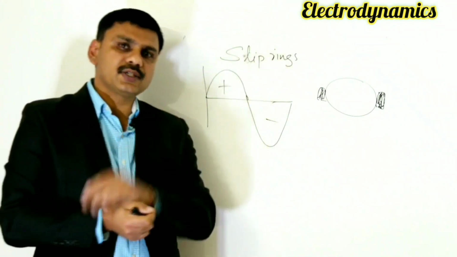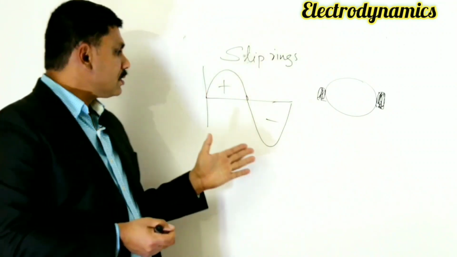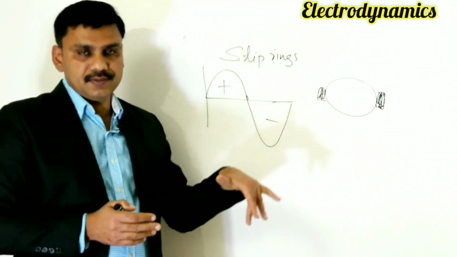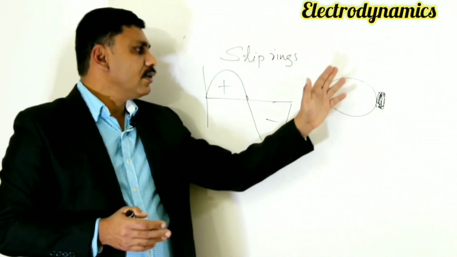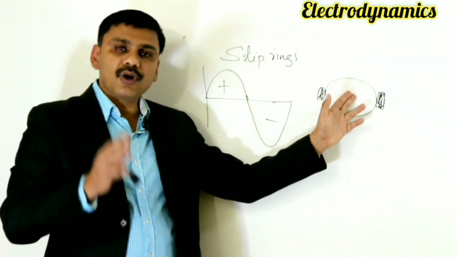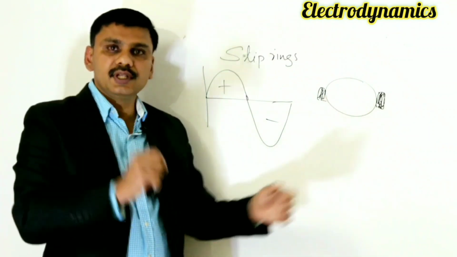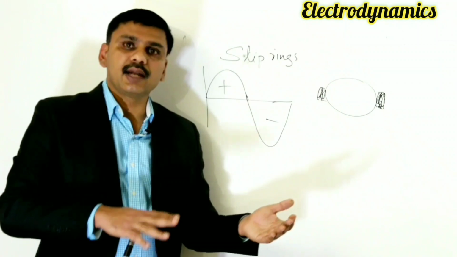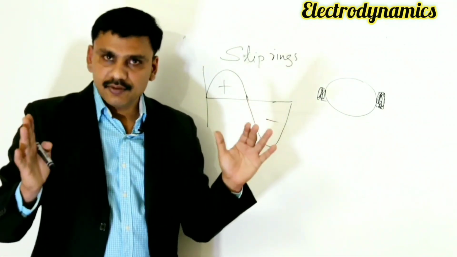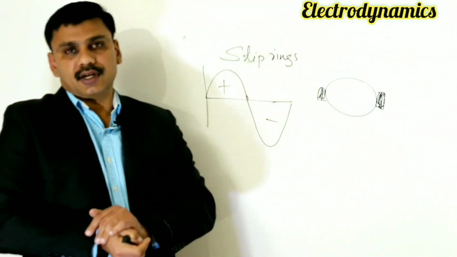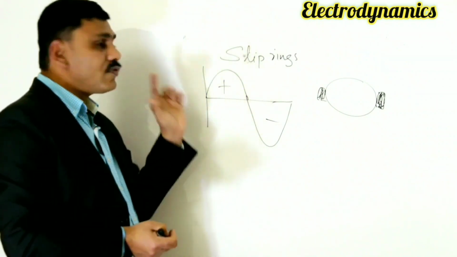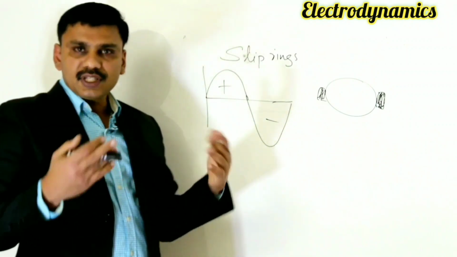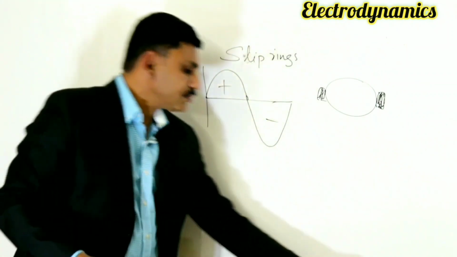So which are the two functions of slip rings? First, slip rings change the direction of current after half rotation. Second, slip rings are always in continuous contact with the carbon brushes, so that the current produced in the coil can always be taken outside without any breaking of the circuit. These are the two functions of slip rings. It is for 2 marks. Many questions ask for the functions of slip rings.